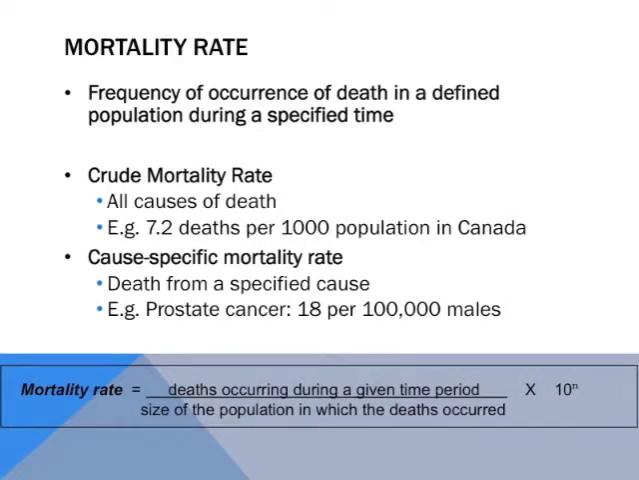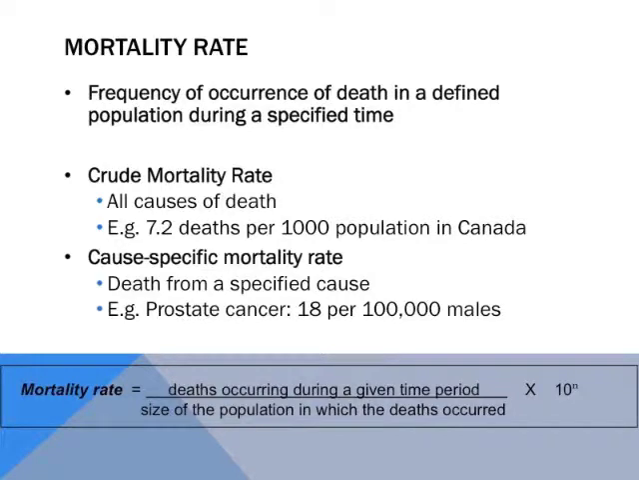Incidence and prevalence measure the frequency of disease. Mortality rates measure the frequency of occurrence of death in a defined population during a specified interval. To calculate a mortality rate, we need to know the number of deaths in a given population during a specified time period and the size of the population in which the deaths occurred. The crude mortality rate is the mortality rate from all causes of death. The cause-specific mortality rate is the mortality rate from a specified cause.